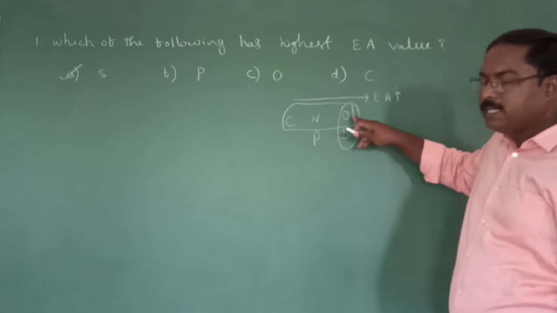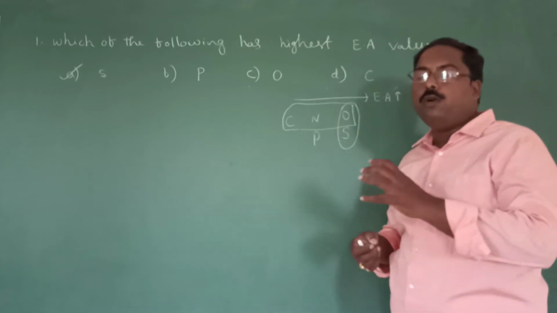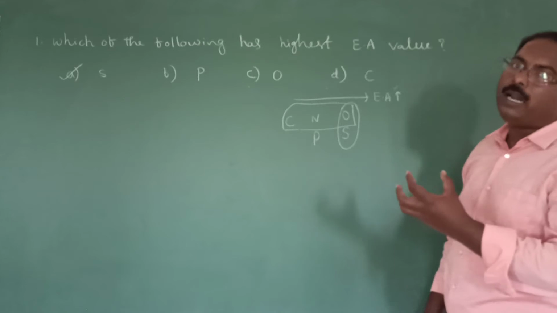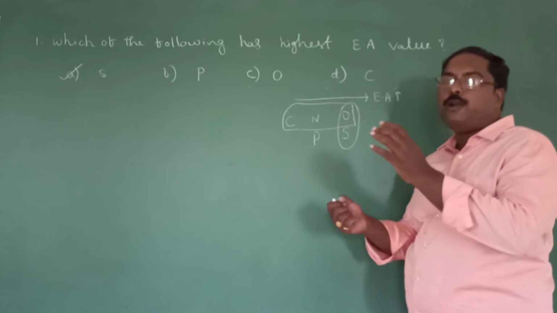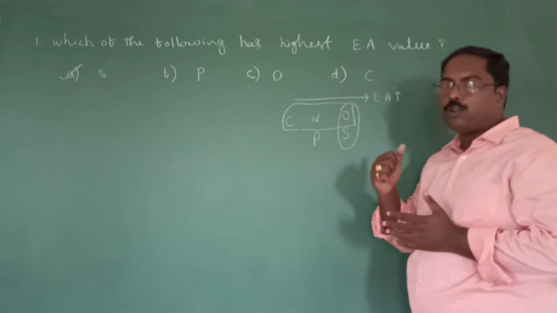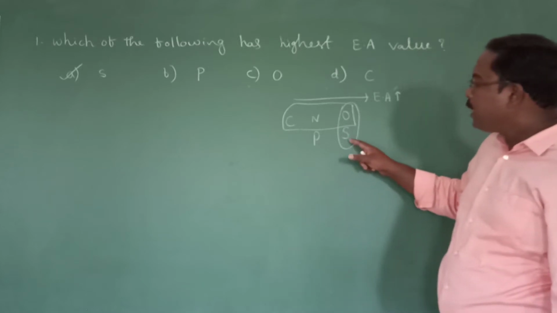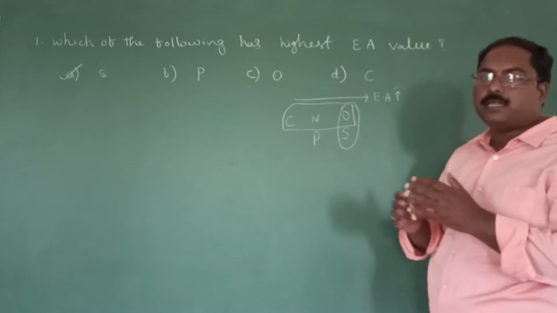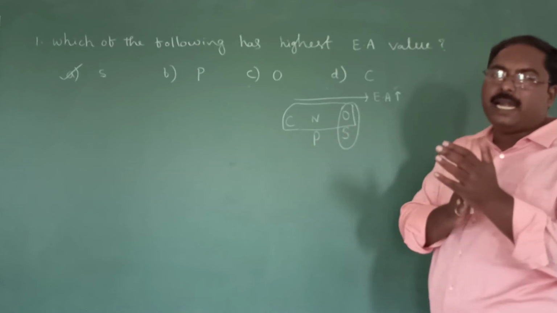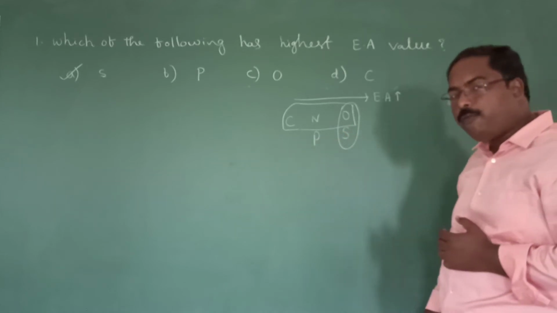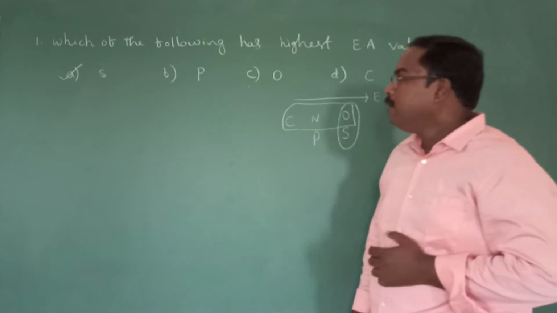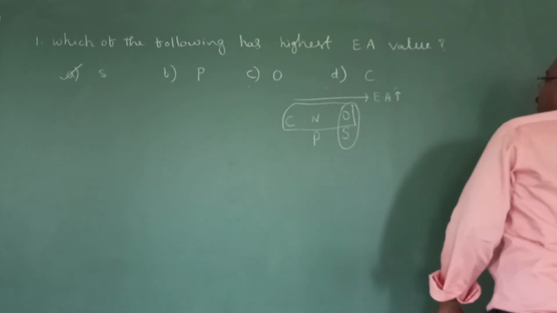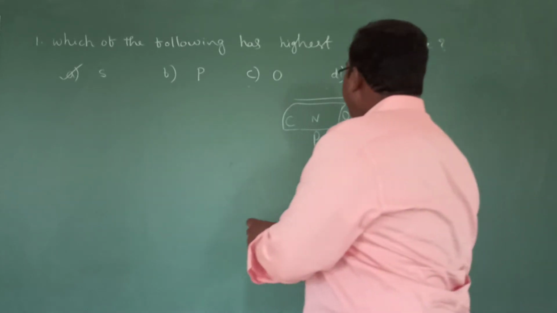What is the reason we discussed? Due to the small size of oxygen, there will be more inter-electronic repulsions. Due to more repulsions, the electron cannot be added quickly to the outermost orbit. But in the case of sulfur, the inter-electronic repulsions will be less. So whenever the electron is added, it releases more amount of energy. Okay? Now coming to the next question.